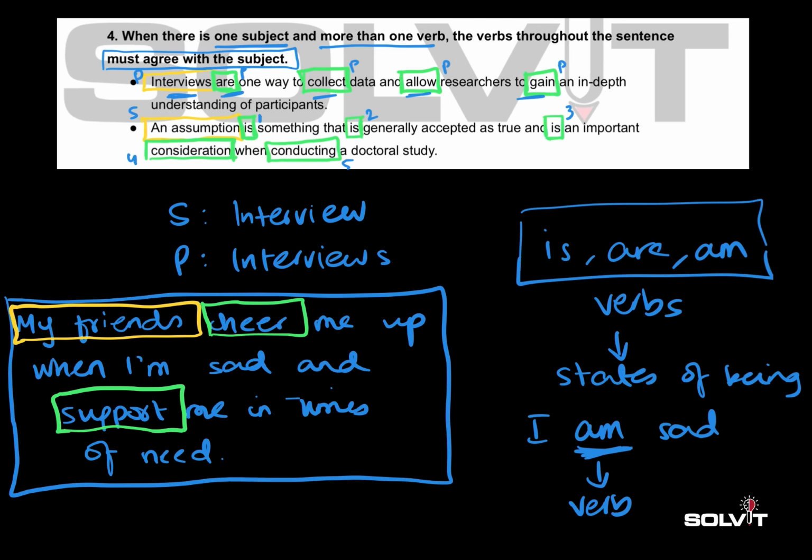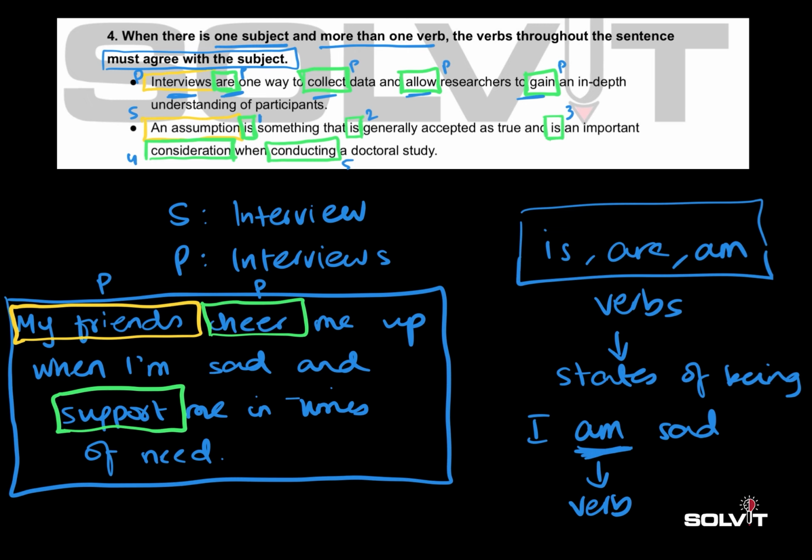So now my friends is obviously plural, right? It's not singular. Therefore, our verbs will also be in the plural form. Okay, so cheer is plural. The singular form of the verb cheer is cheers. So, for example, if I was talking about one friend, I would say, my friend cheers me up. But right now, I'm talking about a group of friends. So, I'm going to say, my friends cheer me up when I'm sad and support me in times of need.